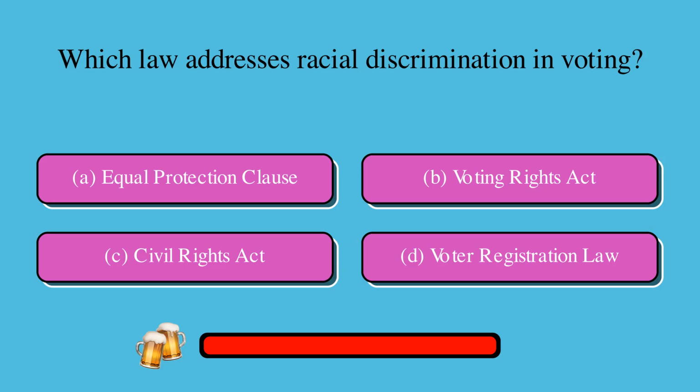Which law addresses racial discrimination in voting? Is it A, Equal Protection Clause, B, Voting Rights Act, C, Civil Rights Act, or D, Voter Registration Law? The correct answer is B, Voting Rights Act.